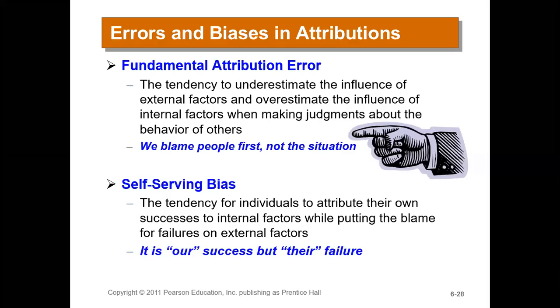Very, very common attribution, a very common decision-making judgment that you will have many people share with you. Second is self-serving bias. The tendency for individuals to attribute their own success to internal factors and put the blame of failure on external factors. You see, this is called self-serving bias.